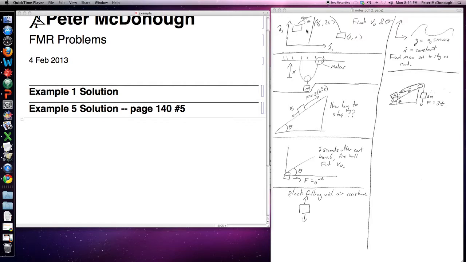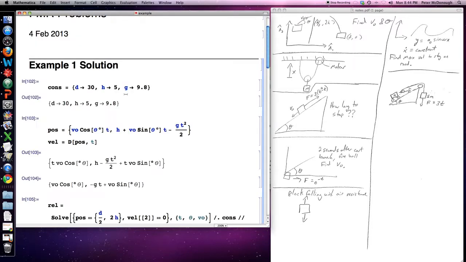And then you notice we're missing the location here, so if you write this down real quickly, it's 0 in the N1 direction and H in the N2 direction. So first things first, we'll write out our constants like I usually do. I just chose some arbitrary values here: D is 30, H is 5, and G is our regular gravitational acceleration of 9.8.